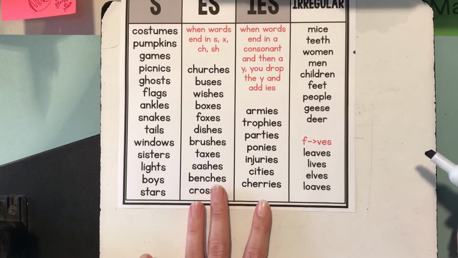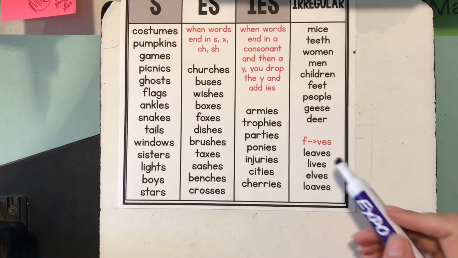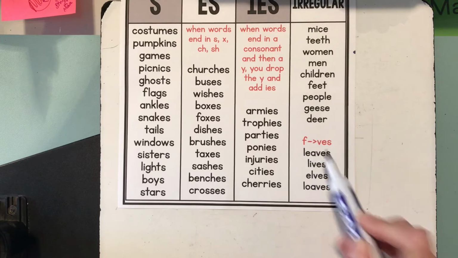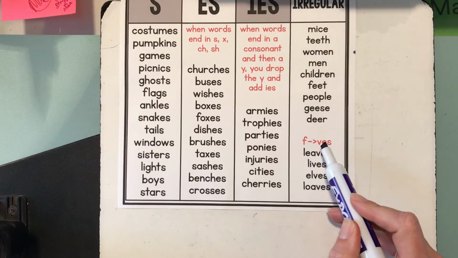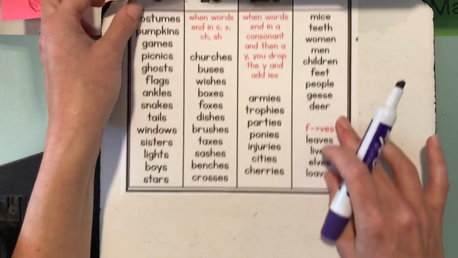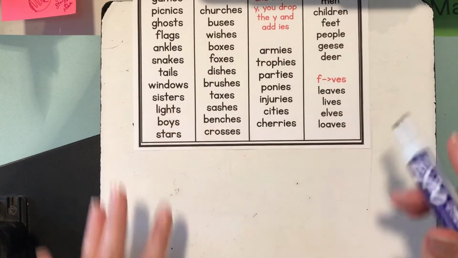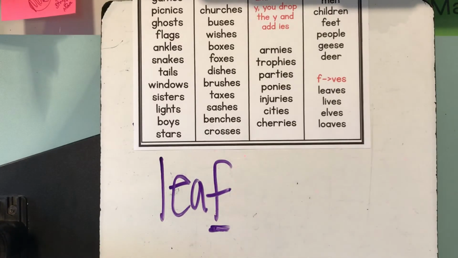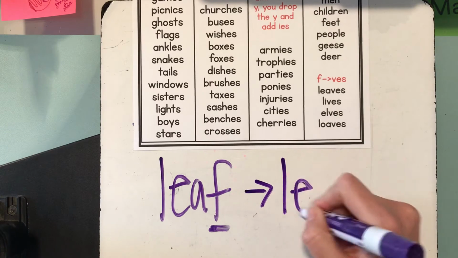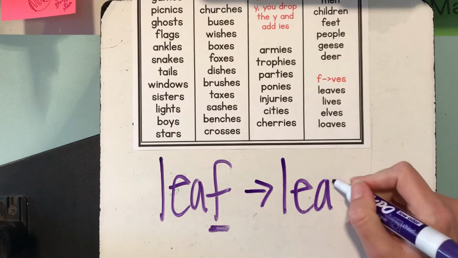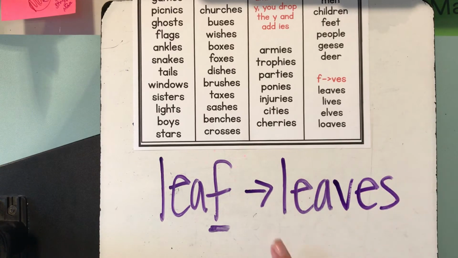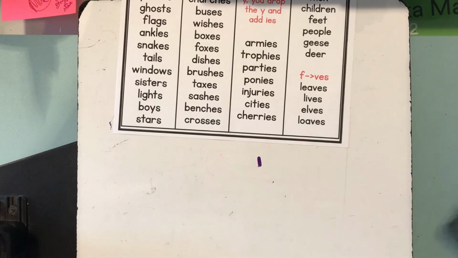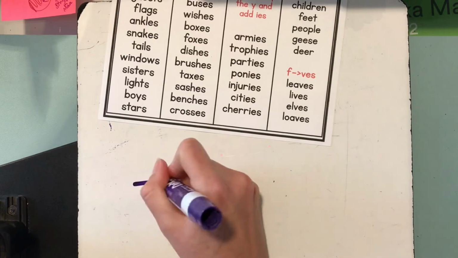Now there's another rule down here that if a word ends in an F, you actually drop the F and add V-E-S. So like if you had leaf, it ends in an F. To make that plural, I'm going to drop the F and add V-E-S, and it turns into leaves. Pretty cool, right? How about elf?